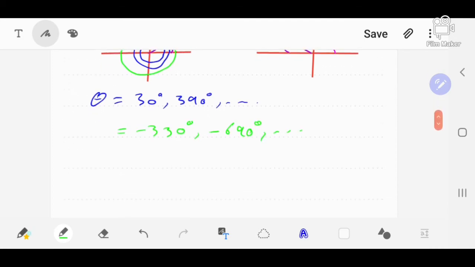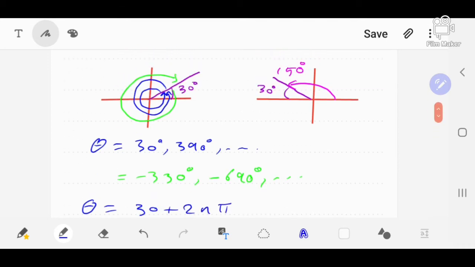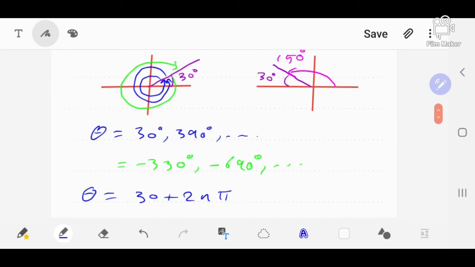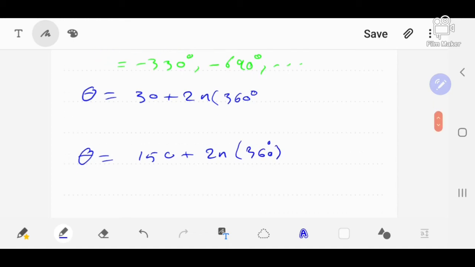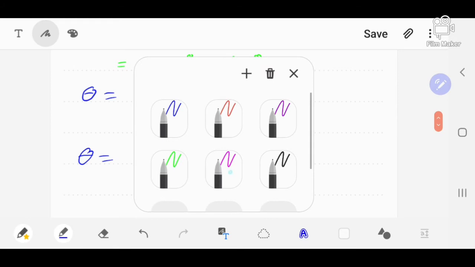So what's the solution in this case? Theta will be equal to 30 plus 2n times 360. But that's not the only solution. Keep in mind that we are still talking about 150. So also we have 150 and its coterminal angles. So theta is equal also to 150 plus its coterminal angles, 2n times 360. I was using pi here while it should be 360. And now we need to write the general solution in terms of radians.